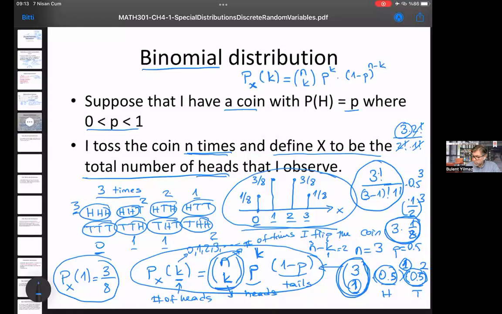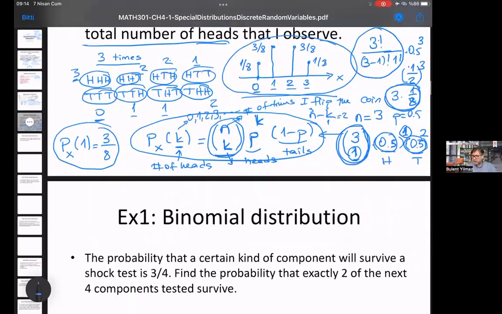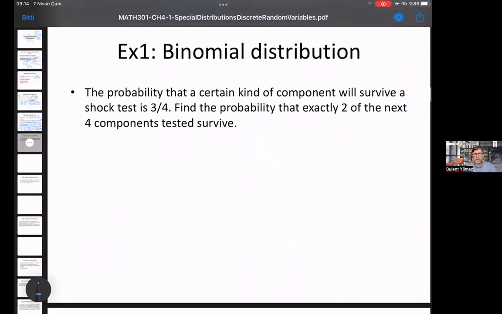So k and n minus k should totally be n, because I am flipping the coin n times. Some part of it will be failure, some part of it will be success, some part of it will be defective, some part of it will be non-defective, heads or tails. So these things will complement each other. They will totally be equal to n, and the probability of obtaining this is that. Okay, now we are ready to solve a question. I hope you understand the general idea.